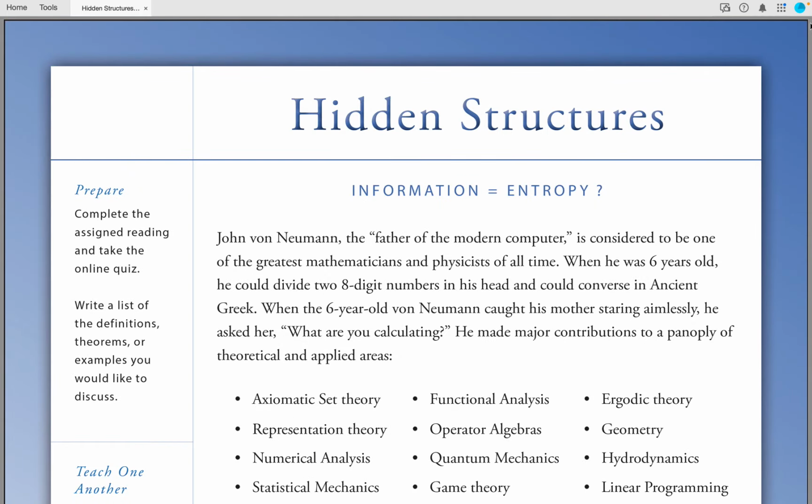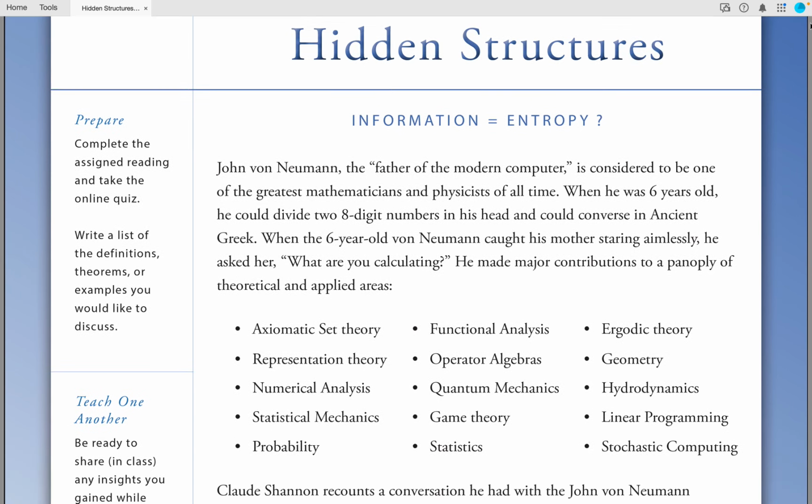Is information and entropy the same thing? John von Neumann, the father of the modern computer, is considered to be one of the greatest mathematicians and physicists of all time. When he was 6 years old, he could divide two 8-digit numbers in his head and could converse in ancient Greek. When the 6-year-old von Neumann caught his mother staring aimlessly, he asked her, "What are you calculating?" He made major contributions to a panoply of theoretical and applied areas.